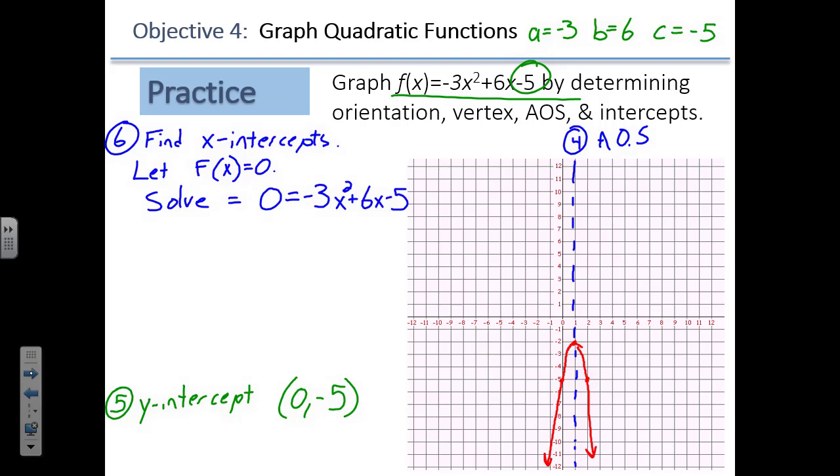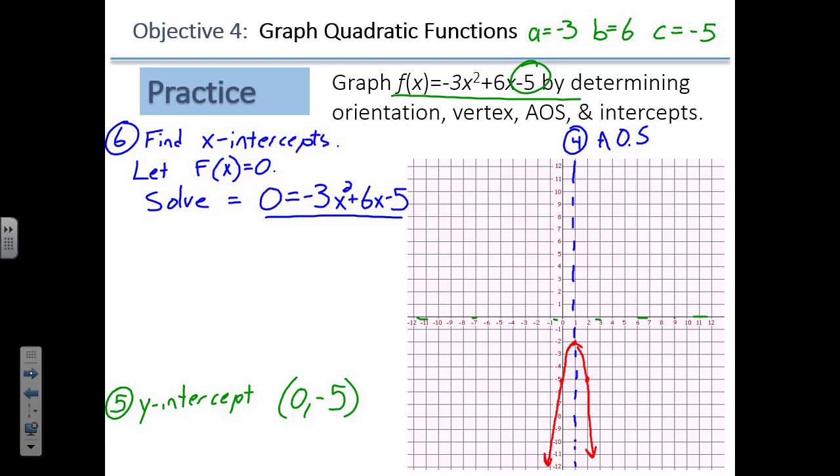So to find the x-intercepts, we're going to let f of x equal 0. That is to say, we need to solve 0 equals -3x squared plus 6x minus 5. Now, take a minute and look at your parabola. Look at where it lies. Is this thing going to have any x-intercepts? Is it ever going to cross the x-axis? No, it's not. But let's go ahead and try solving this.